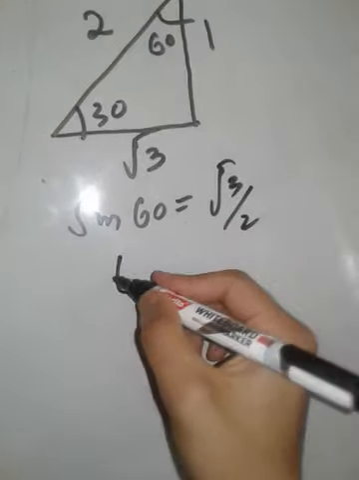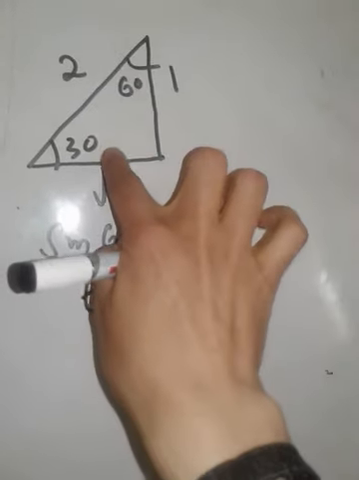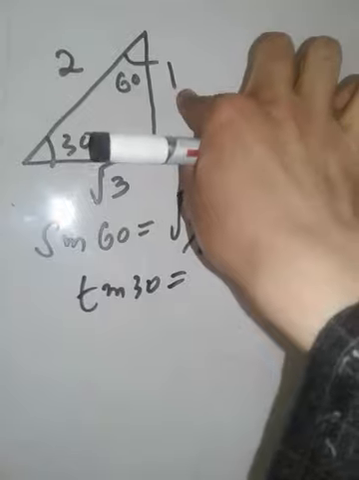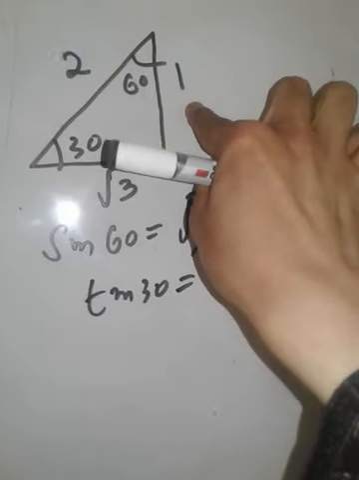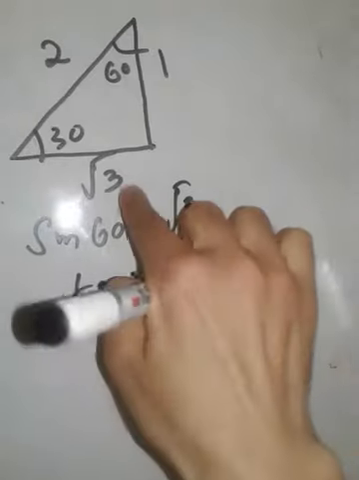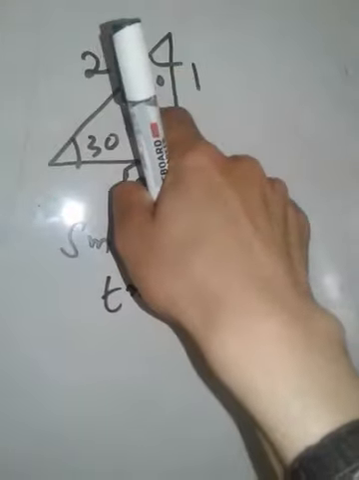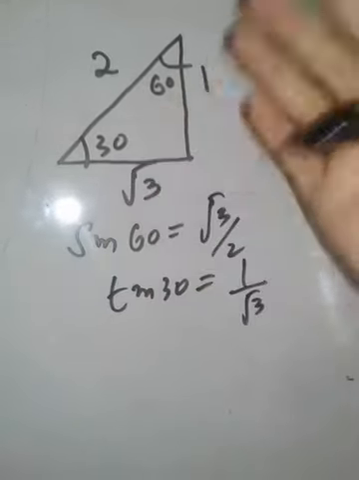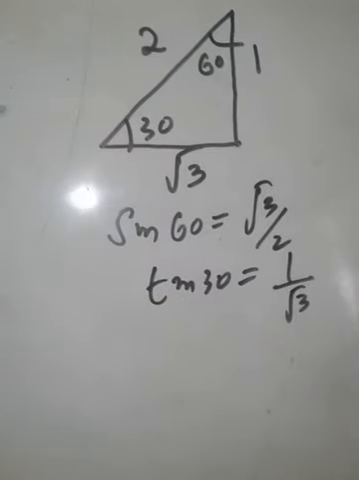For example, tan 30. Tan is what? Perpendicular by base. This is your 30. So perpendicular is the side opposite to the angle which we are talking about. Perpendicular is 1, base is the adjacent side. This is root 3. Any of the 6 ratios of 60 you can find from this triangle, and the 6 ratios of 30 you can find from this triangle.